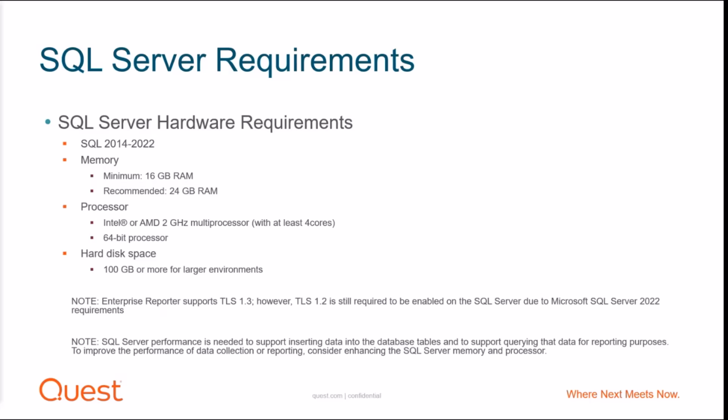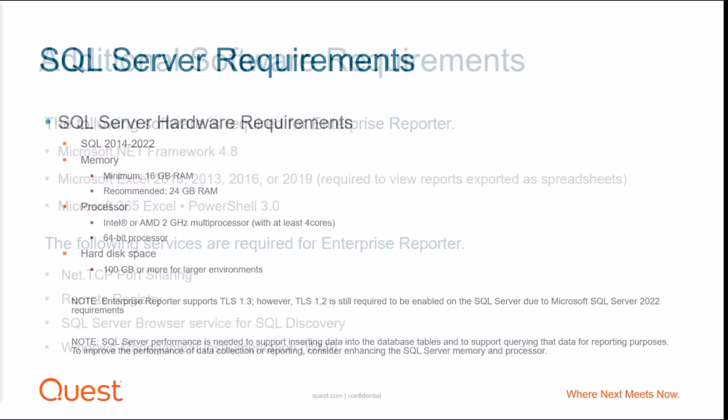The SQL Server requirements. We can connect to any SQL Server from 2014 through 2022 with a minimum of 16 gigs of RAM. We do recommend that your SQL Server have at least 24 gigs of RAM for proper performance with 2 GHz processors with at least 4 cores. 100 gig of disk space is required, although Enterprise Reporter can consume much more disk space than that, depending on how often and what data you are collecting.